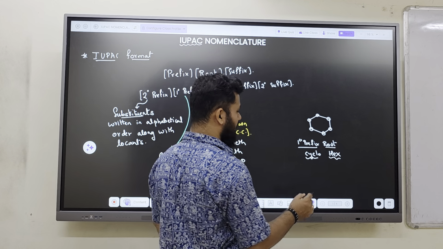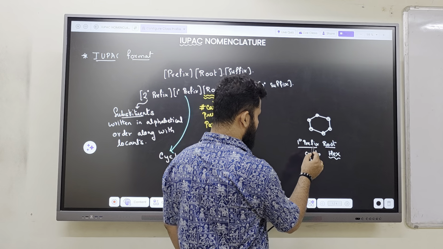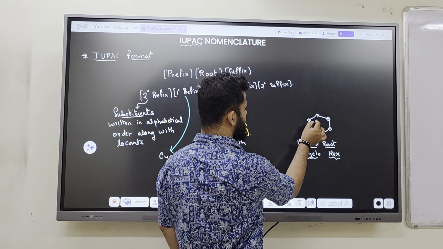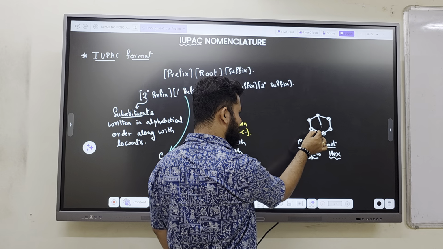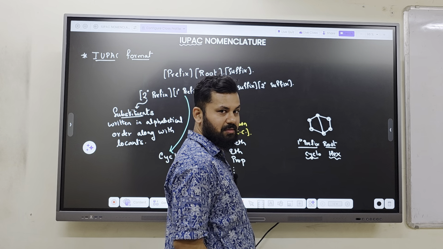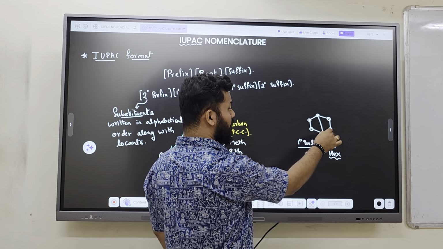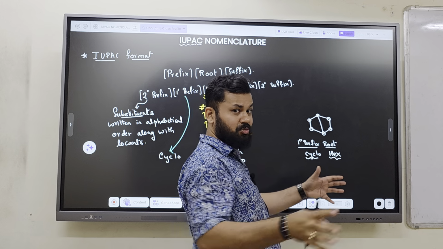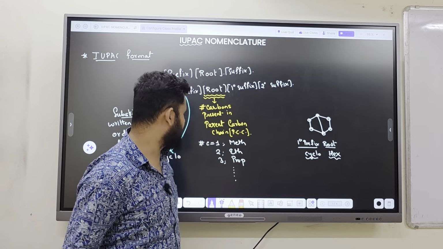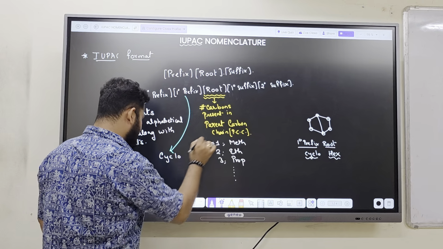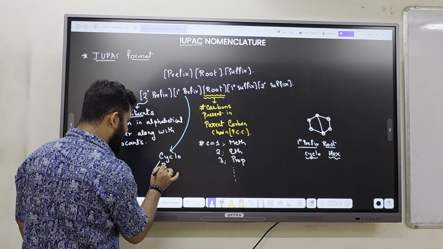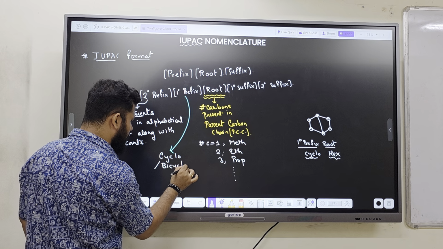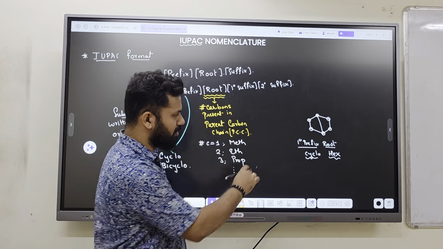There are some hydrocarbons which have some weird structure, so something like this. Now it doesn't have one cycle, rather it has two cycles, one on the right side, one on the left side. In those cases, I will not write the primary prefix as cyclo, but I would write it as bicyclo.